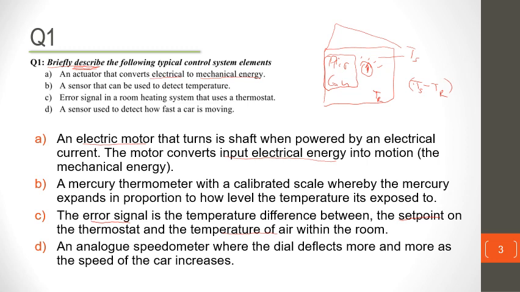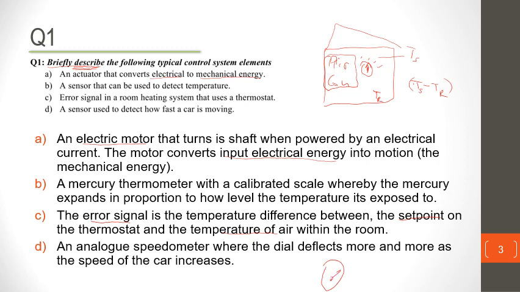And then the next question is a sensor used to detect how fast a car is moving. And for this, we say an analog speedometer. An analog speedometer is my answer, whereby the dial deflects.